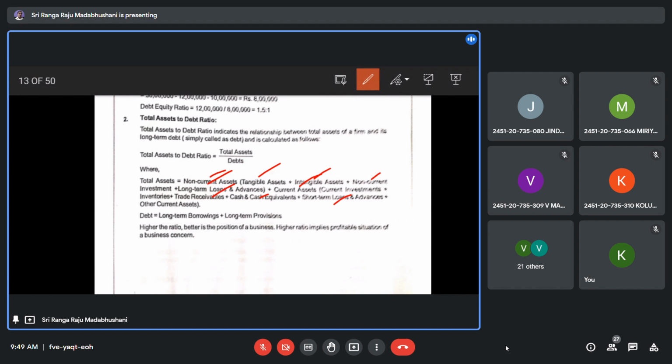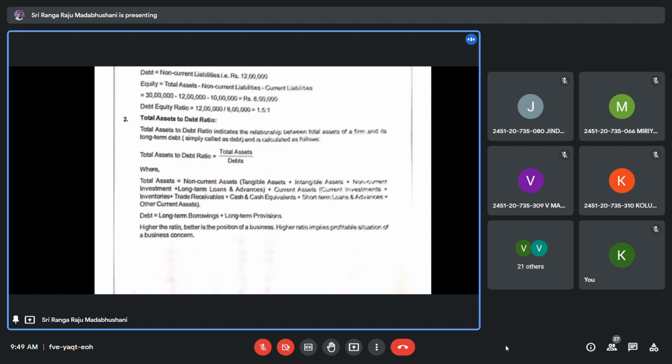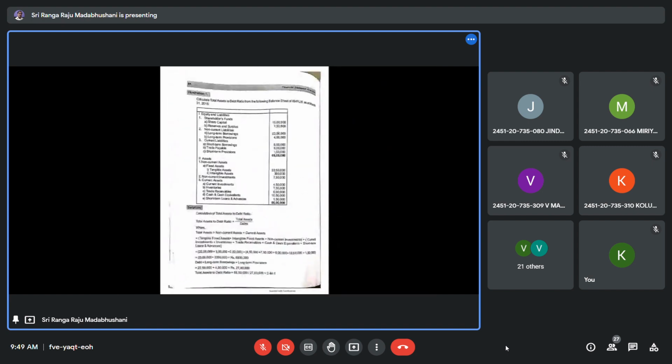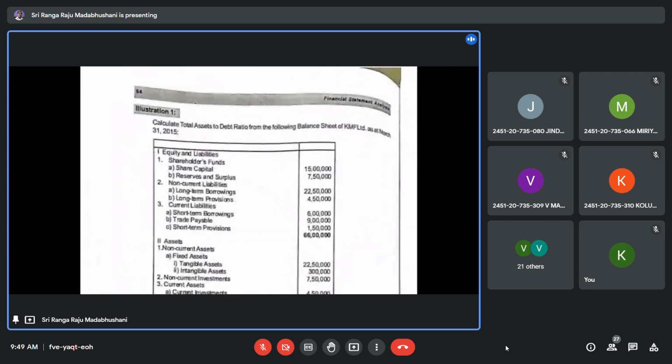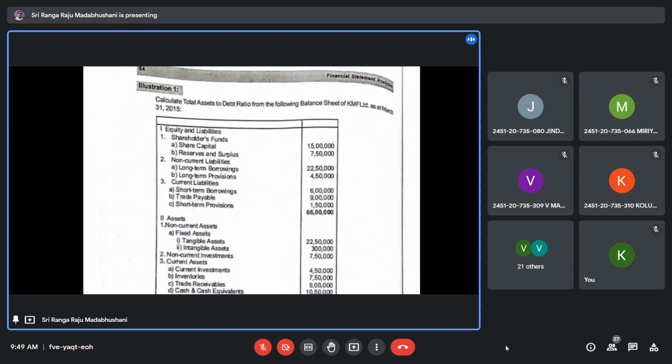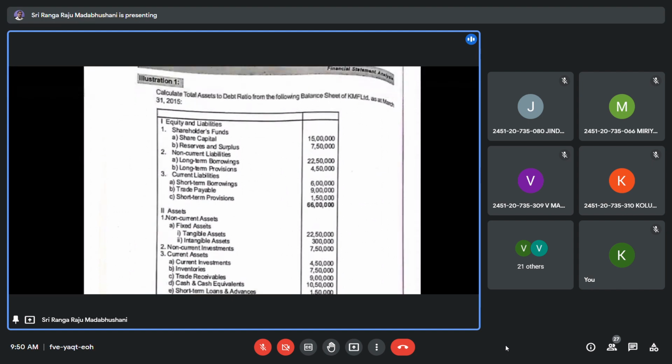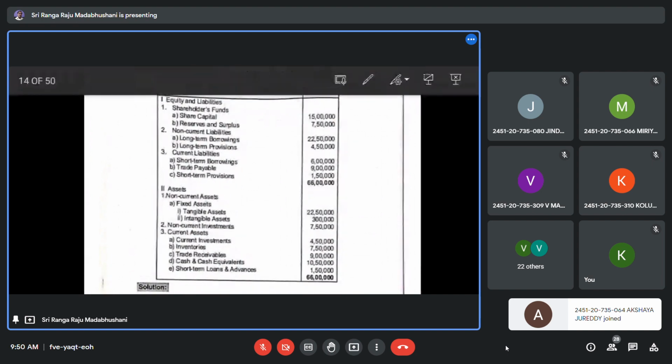So higher the ratio implies the profitability situation of the business concern is good. So the more the assets are above the debt, the better it indicates the health of the organization. Calculate the total assets to debt ratio from the following balance. So if the question is given in this way, any ratio one can calculate easily.